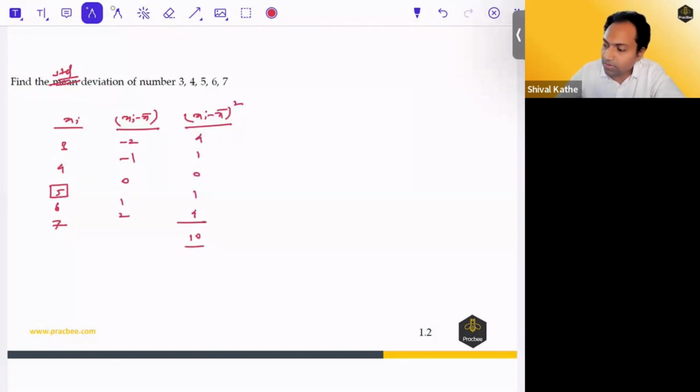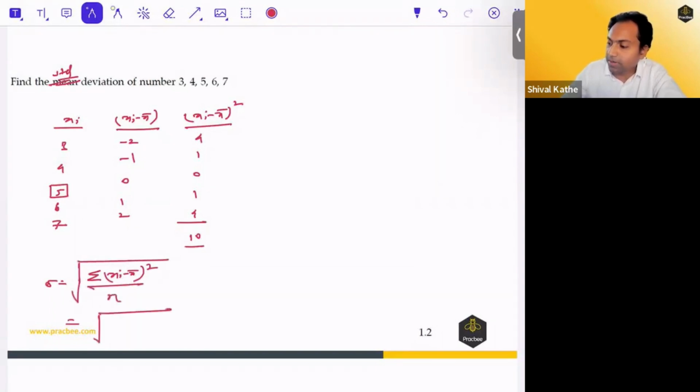This becomes 10. Now your standard deviation formula says that standard deviation is nothing but root of summation of xi minus x bar whole square divided by n. So if I put into this formula, it becomes 10 by total number of observations that were 5 and root of this. So my answer is nothing but root 2. Understood? Very simple. कुछ करना नहीं ज़्यादा.